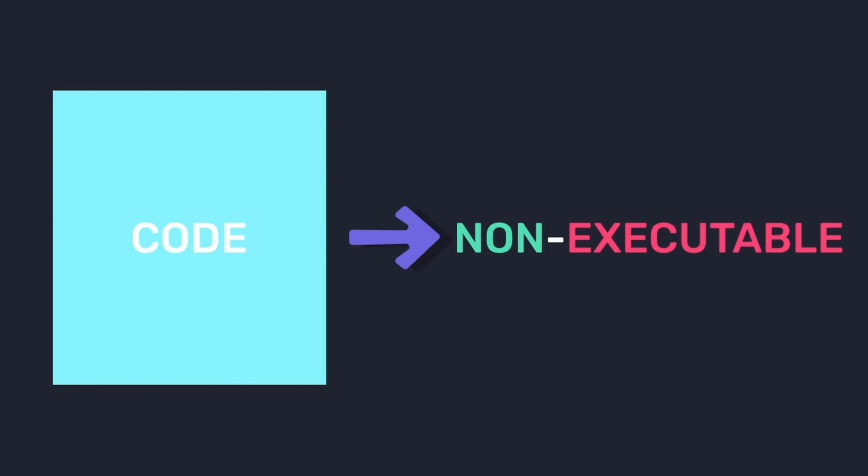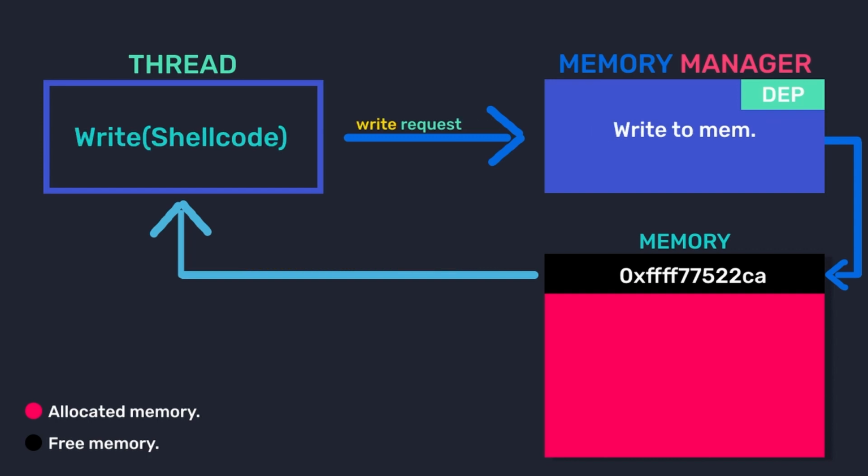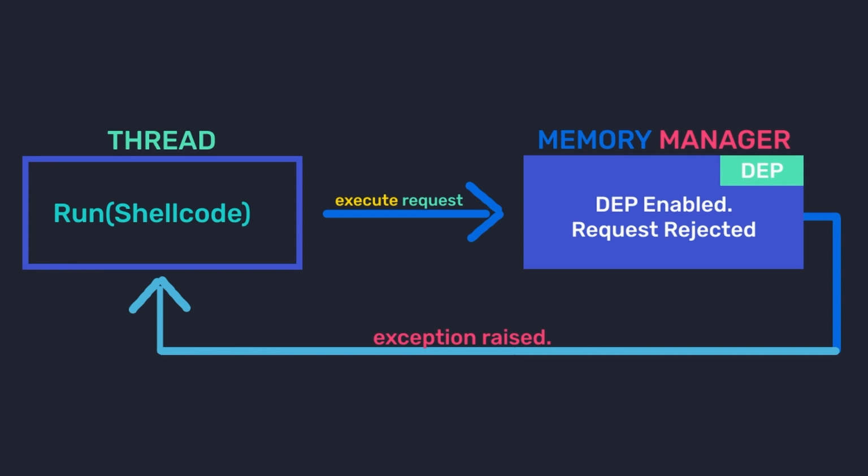To help you understand this better, let's look at an example. We have DEP enabled on our system. Some process allocates a memory page and writes some shellcode to it. Now, normally it will be able to execute this shellcode without any problems. However, since DEP is enabled, if the thread tries to execute this memory, it will throw an exception.